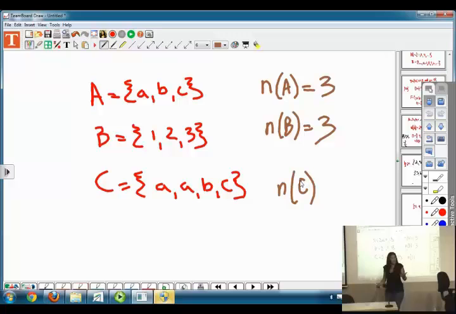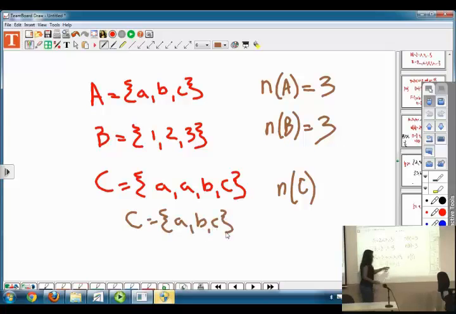What I didn't talk about is these need to be distinct elements. When we talk about sets, we have to only write down the distinct elements. We don't write down any repeats. So really, set C is A, B, C. And that's how we treat it. Because if there's duplicates, we don't write them. You have to treat everything as a distinct element. So these are the same. So the number of elements in C is 3.